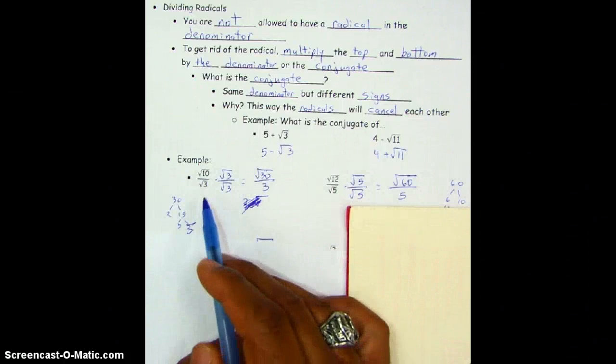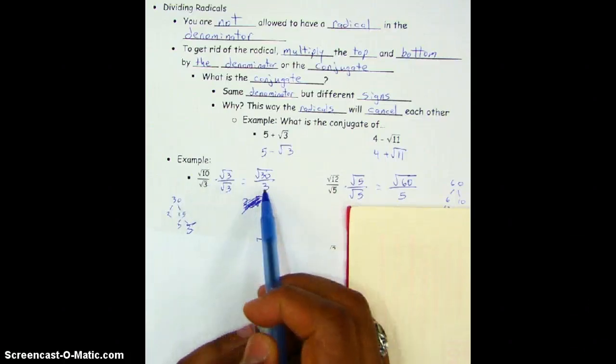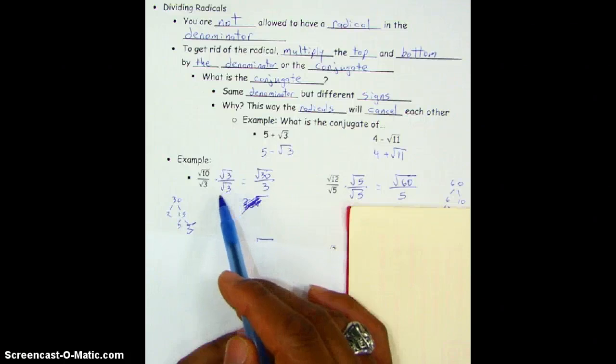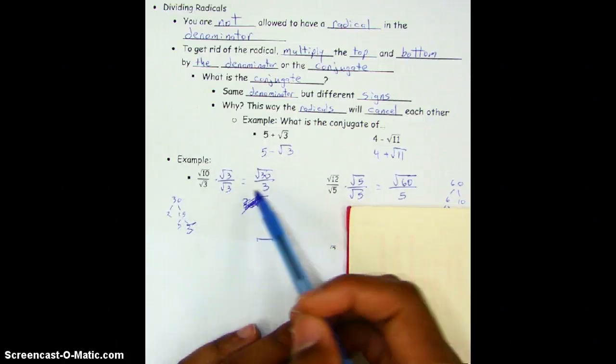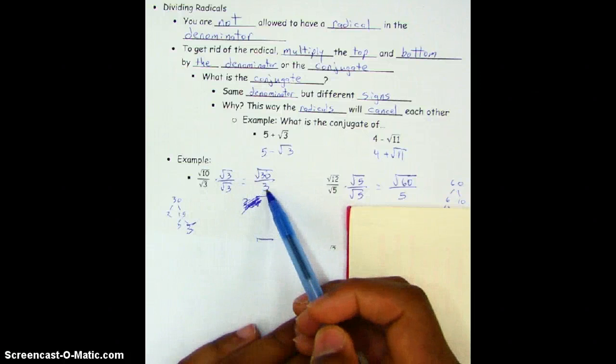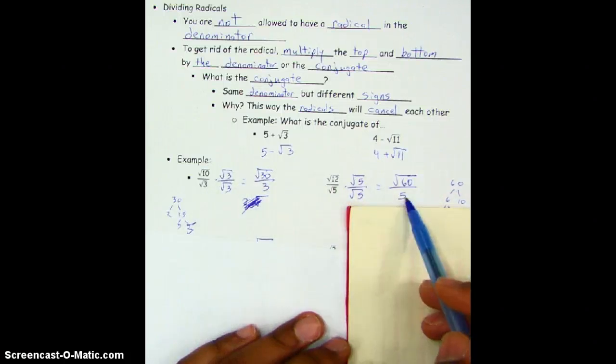I forgot to explain: what happens when you multiply the square root of a number by the same number? It just becomes that number. So the square root of 3 times the square root of 3 is the square root of 9, but the square root of 9 is 3. So we just end up with the same number, just drop the radical. In this case, the square root of 5 times the square root of 5 just gives us 5.